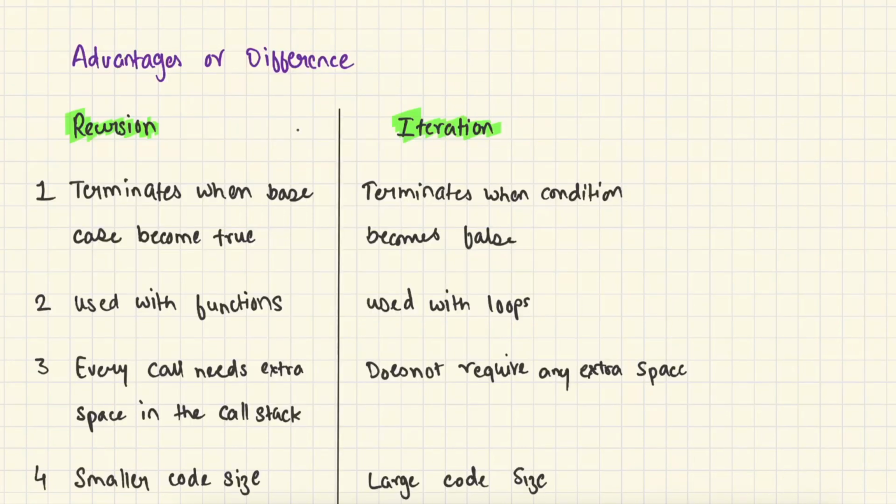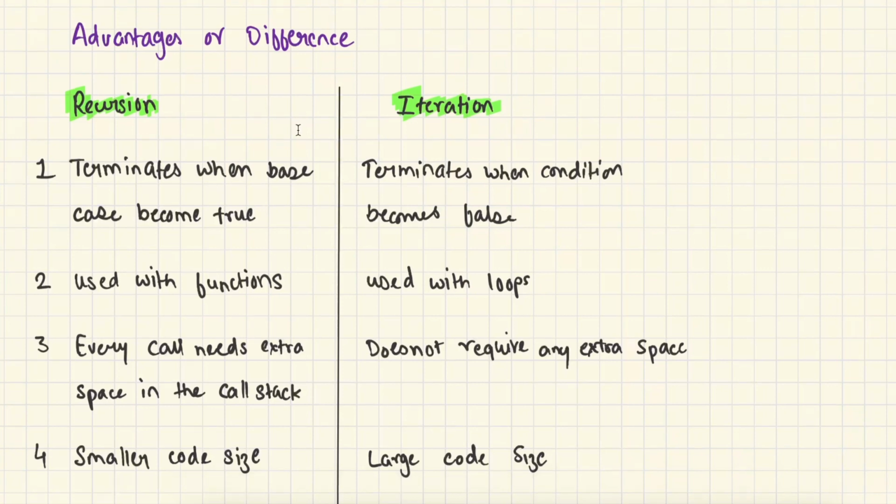So now let's see some of the advantages or differences between recursion and iteration. First of all, in recursion we have a base condition, and we stop our process when our base condition becomes true, while in iteration our for loop gets terminated when the condition becomes false. So this is the major difference between recursion and iteration.